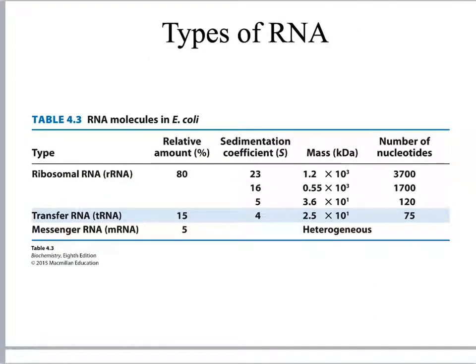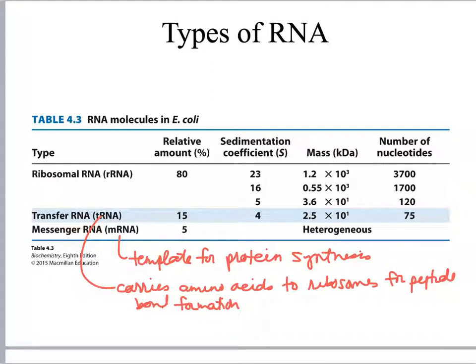The main types of RNA, and these are not the only types, that we'll look at are mRNA, which is the template for protein synthesis, and tRNA, which carries amino acids in an activated form to the ribosome for peptide bond formation. And it's actually the mRNA template which dictates the order that this transfer RNA comes in. There's at least one kind of tRNA for each of the 20 amino acids.